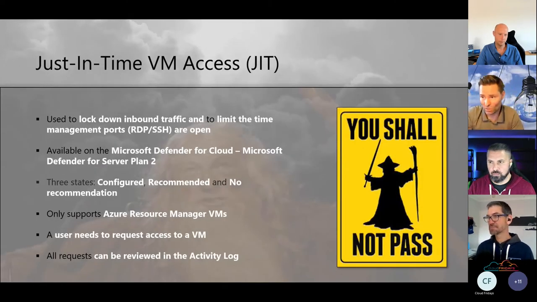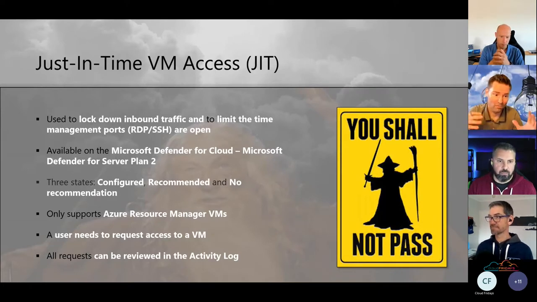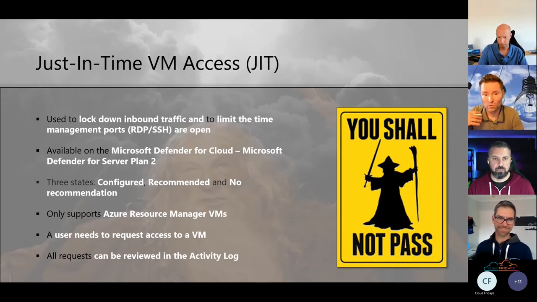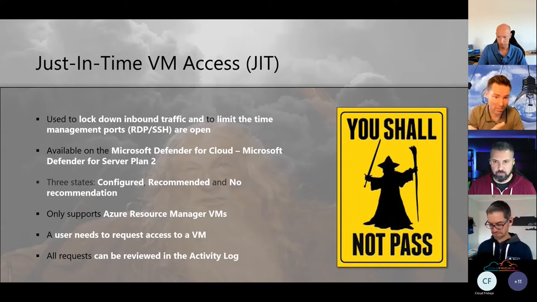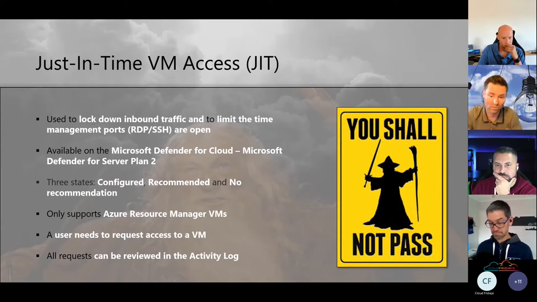And if you're still using a jump box with that PIP and you try to connect to it, a way to better protect it is through the use of just-in-time VM access, or JIT. For people who don't know JIT, it enables you to lock down your VMs at the network level by blocking inbound traffic to specific management ports like RDP or SSH, and in the meantime limit the amount of time those management ports are open. I think the maximum is still 24 hours. You should know that JIT is only available when you use Microsoft Defender for Cloud with the Defender for Servers Plan 2 enabled.